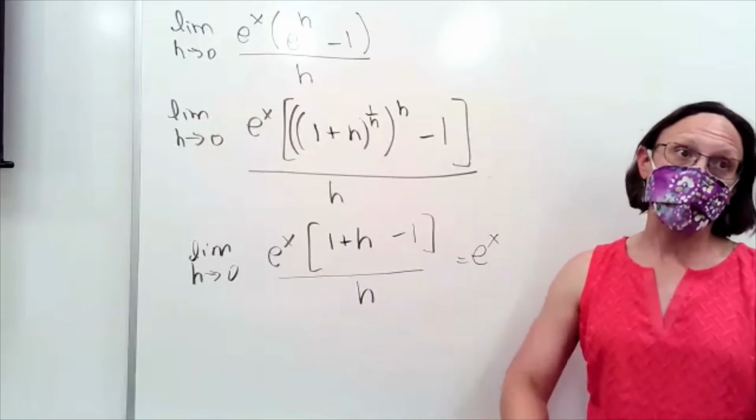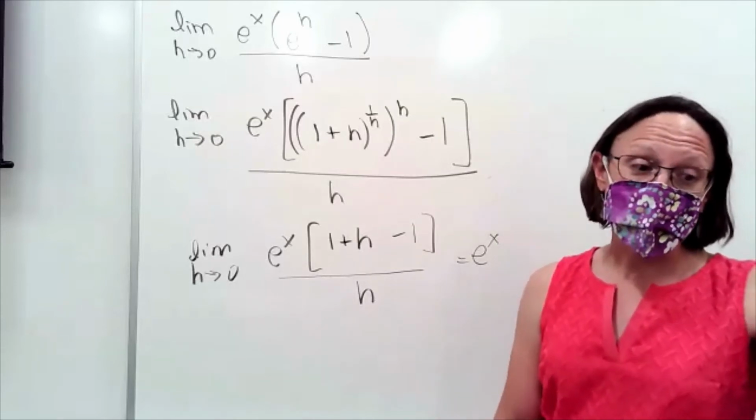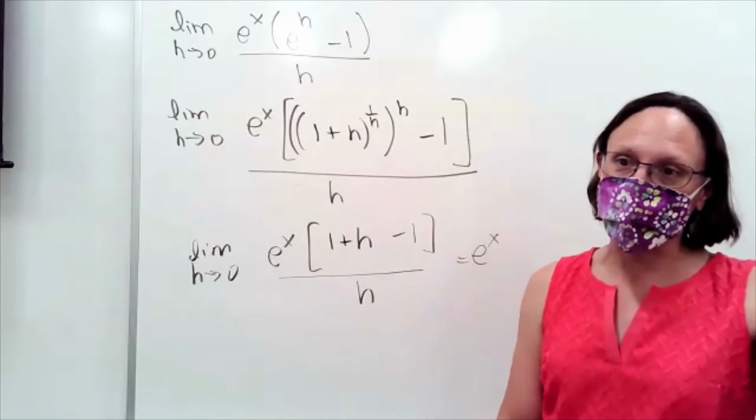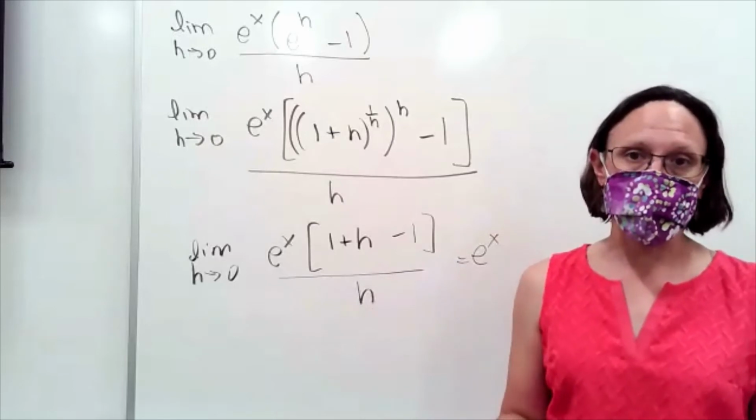That's the fancy way to show, I don't know, maybe the graphing way is the fancier way, but either way, two different ways that we can show that the derivative of e to the x is e to the x.